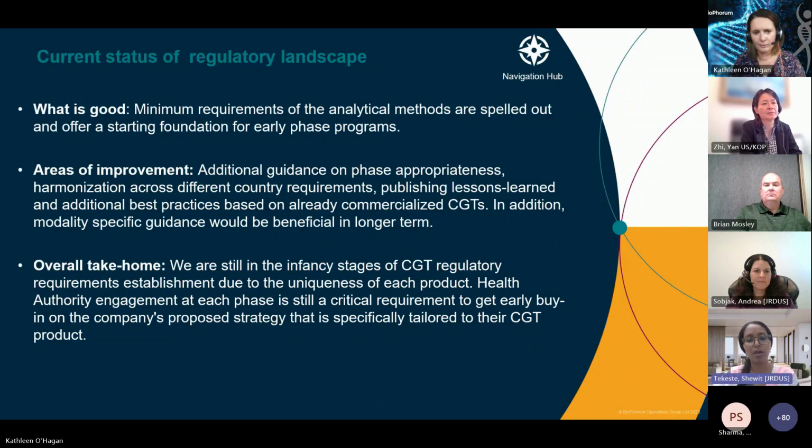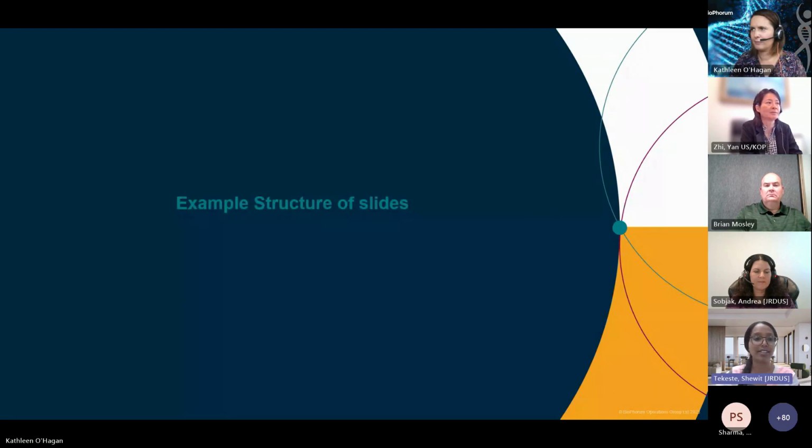The overall take-home message from our deliverable was, we highly recommend health authority engagement at each phase to get an early buy-in on your company's proposed strategy tailored to your product. It's really hard to have a platform approach. So having those conversations early on and through each step is highly recommended. So now we'll get deeper into the cell and the gene slide decks.